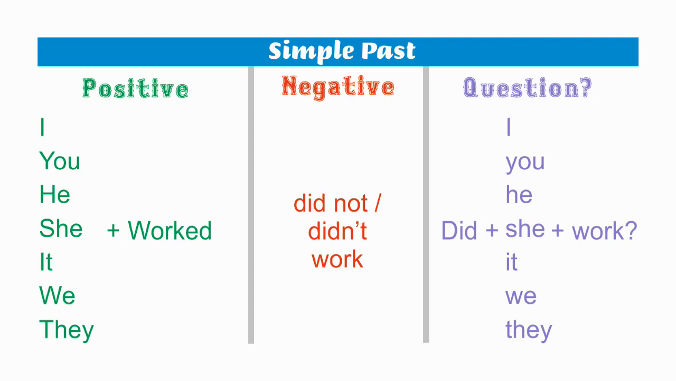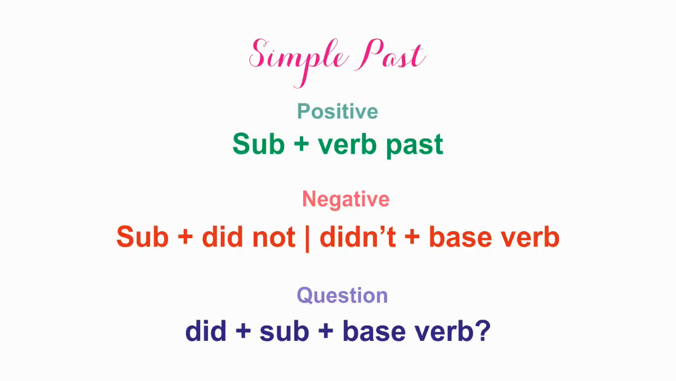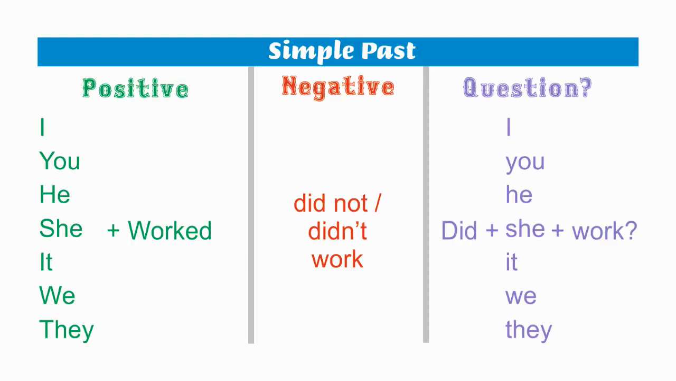Let's move on to question sentence. Here for question sentence, we have the auxiliary verb did comes first, then the subjects I, you, he, she, it, they, and the base verb. The base verb we have taken here is work. So it becomes did I work? Did you work? Did he work? Did she work? Did it work?